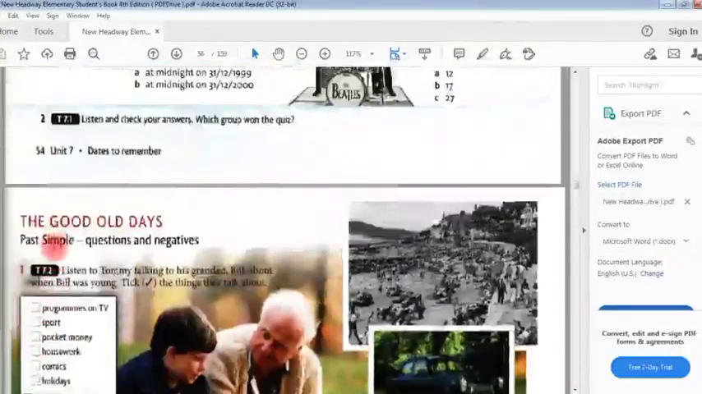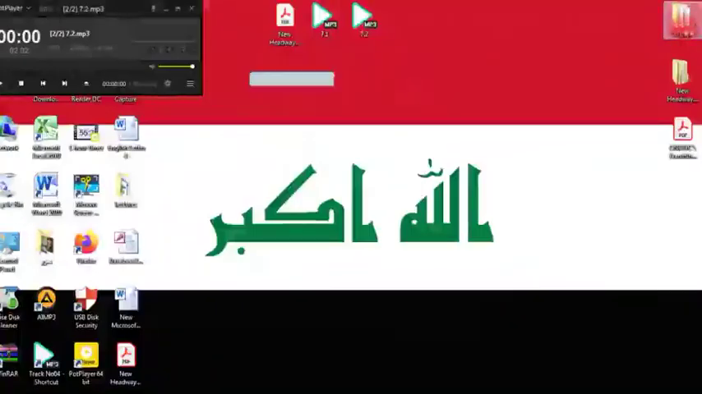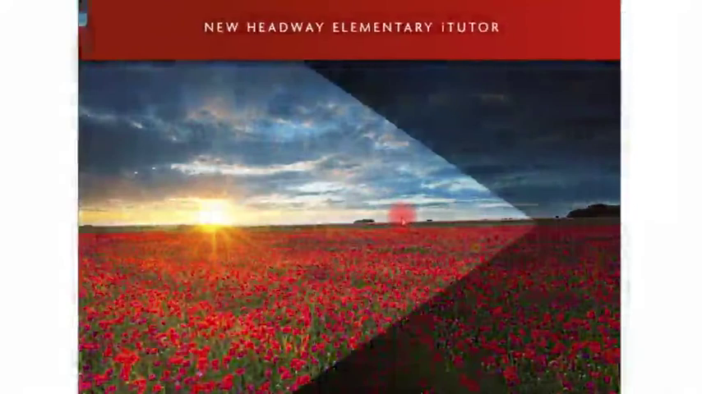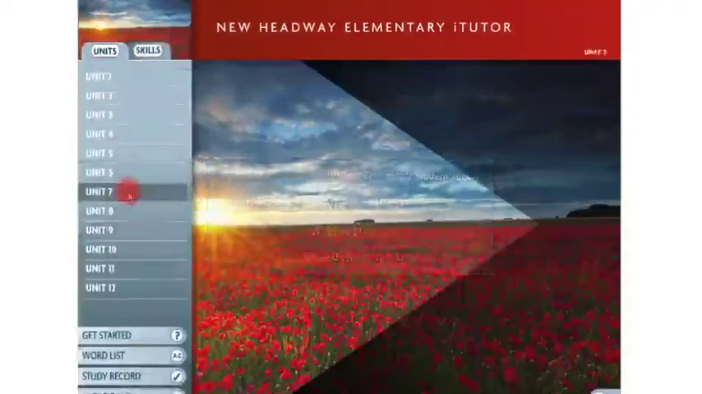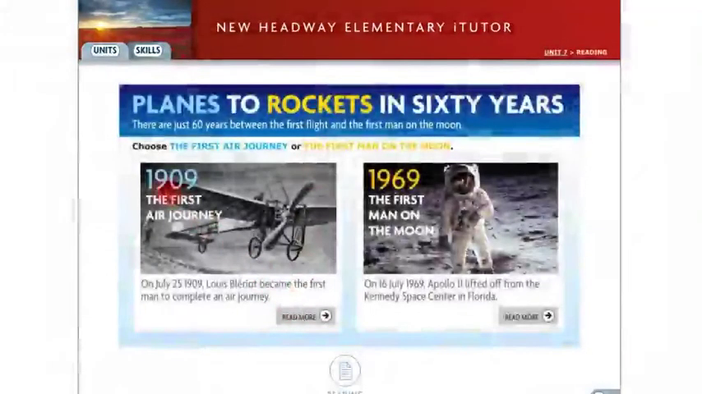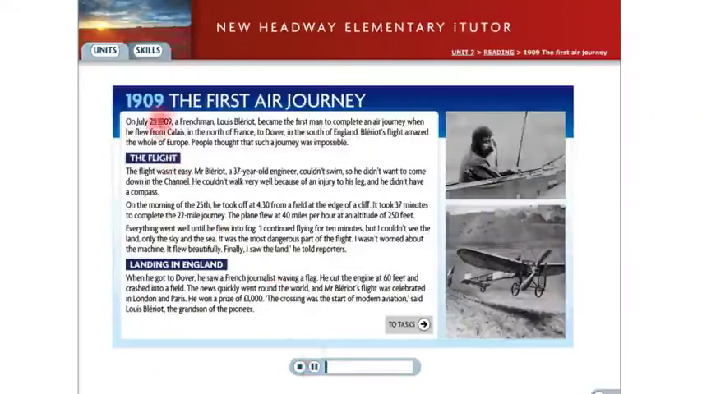Okay. So let's go to the iTutor. Reading. So let's read about 1909, the first air journey. Let's listen. Okay. The first air journey.